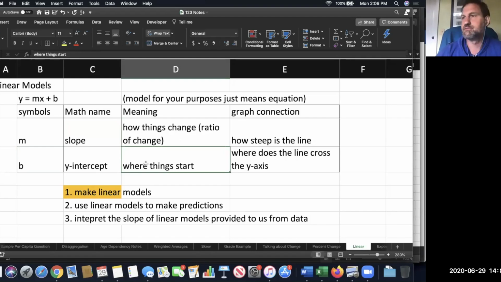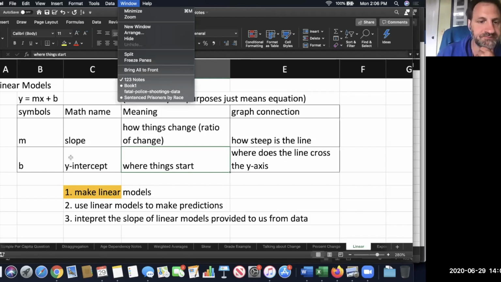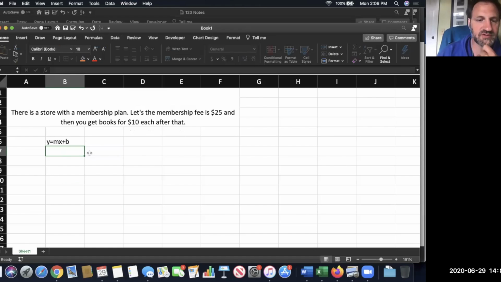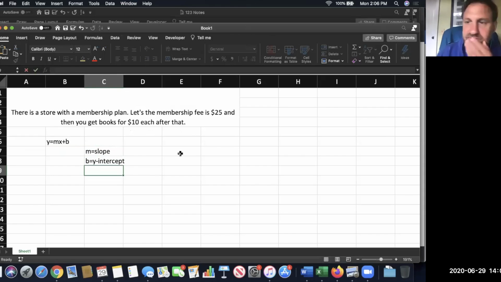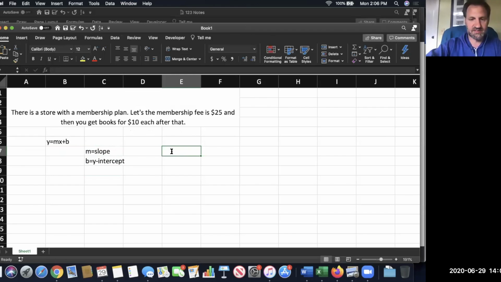So you can think of this as, if my number is 0, if I'm just getting started, how much do I have to pay, or where's the situation going to begin? So as we think about this one that I gave you, which one of these is the slope, and which one of these is the y-intercept? Can you tell? Just based on those ideas. The slope is how it changes, and the intercept is where it starts.